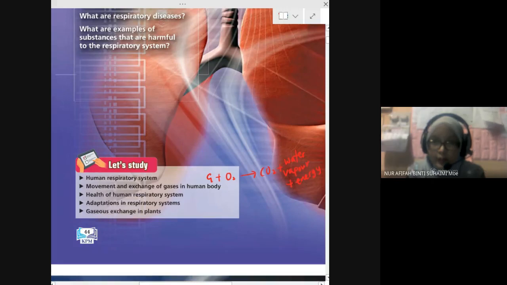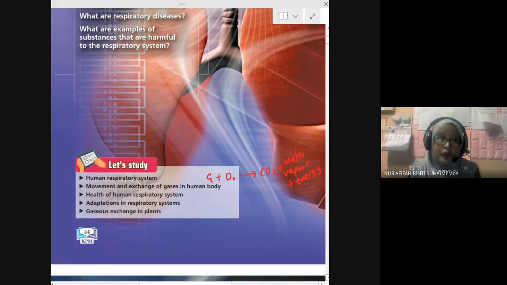How do we know that there is water vapor in our breathed out air? Once you breathe out on a mirror, you can see a haze. You can see haze on the mirror, right? So that represents the water vapor.